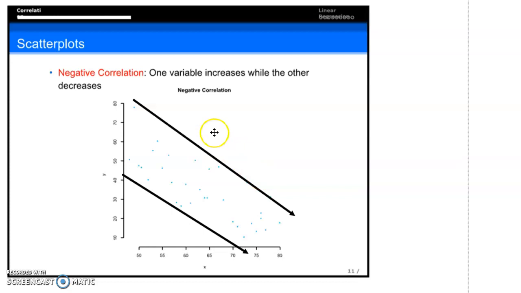We can do the same thing for negative correlation. These two arrows are going downwards at the same rate, and it looks like all the points are in between those two arrows.